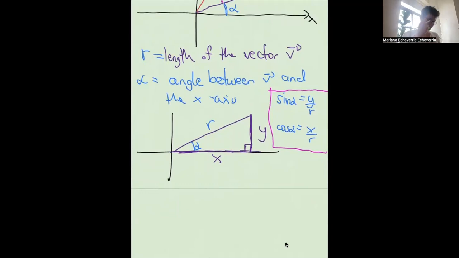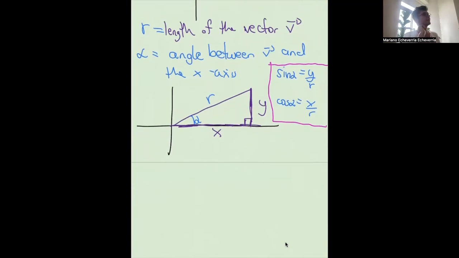Now, it is more convenient to write it like this. If you multiply both sides of the equation by r, you get something a little more useful for us, which is that x is r cosine of alpha, and y is r sine of alpha.